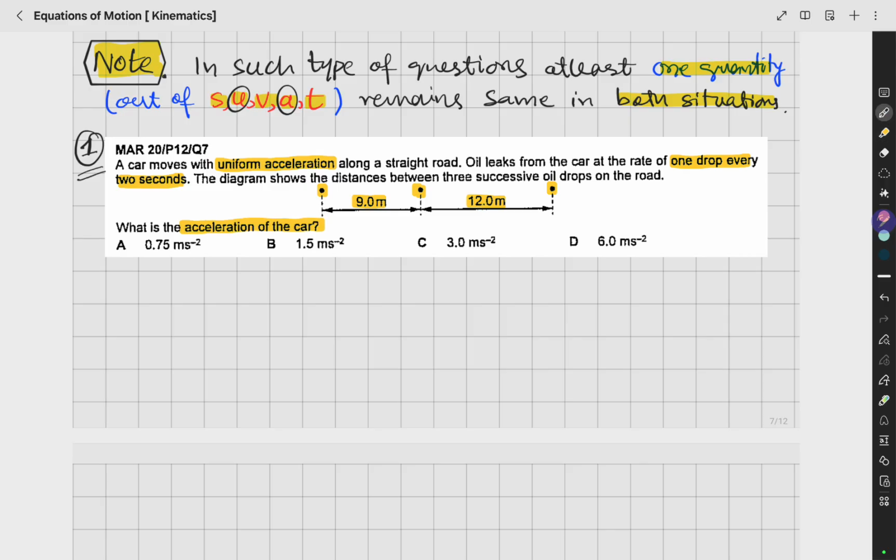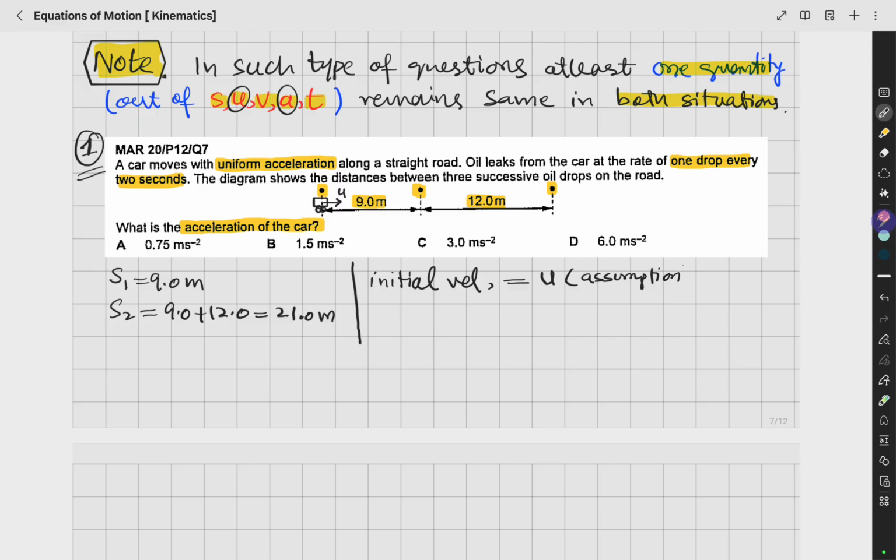So what data is given to us? The first displacement is given as 9 meter. The second displacement is given as 12. But we will not take 12, we will add 9 and 12 together. Why? Let me tell you about that. Look, there is no velocity given, neither initial nor final. So when the object was over here, let's say its initial velocity is u. This is an assumption, because we are not given any of the velocity, initial or final.